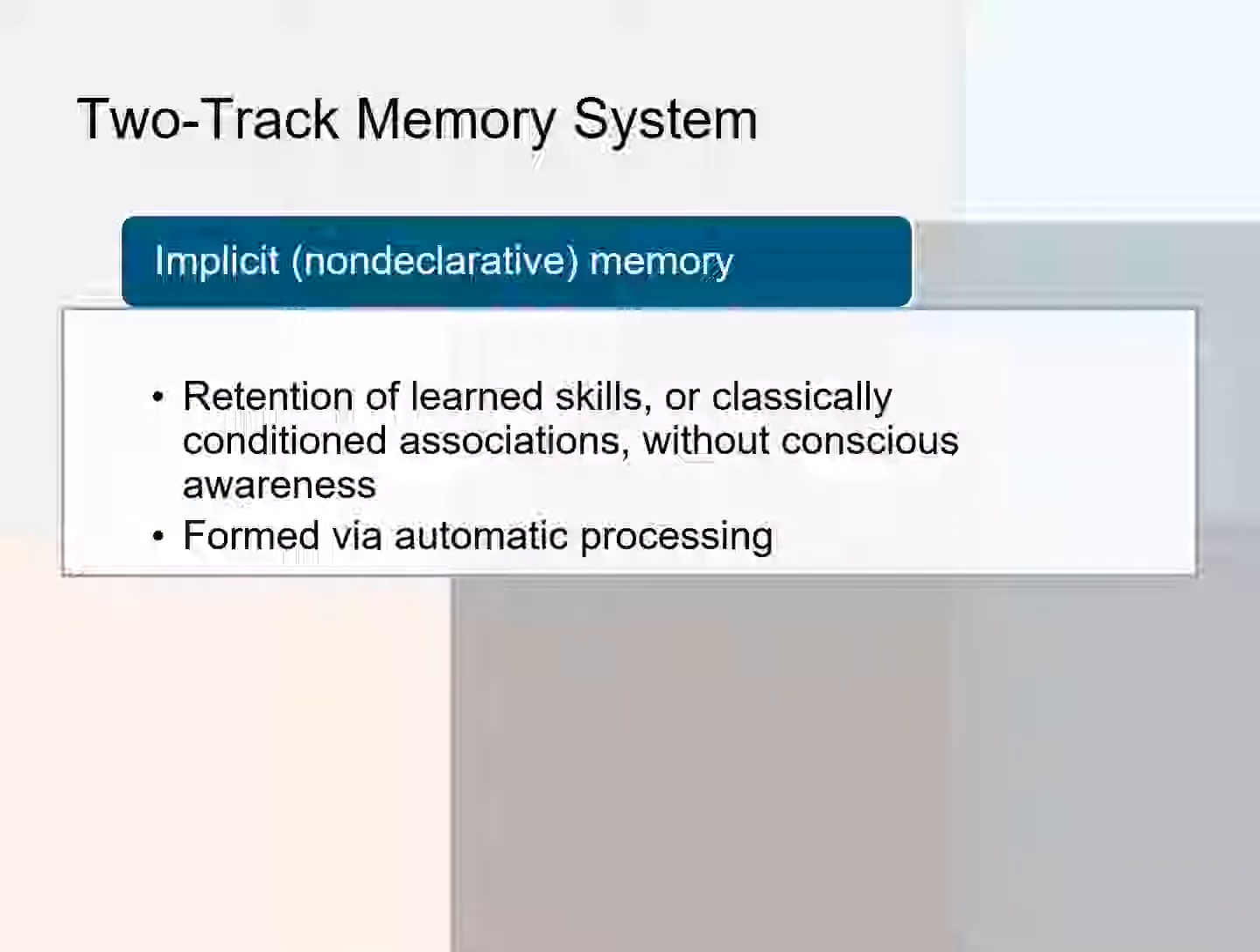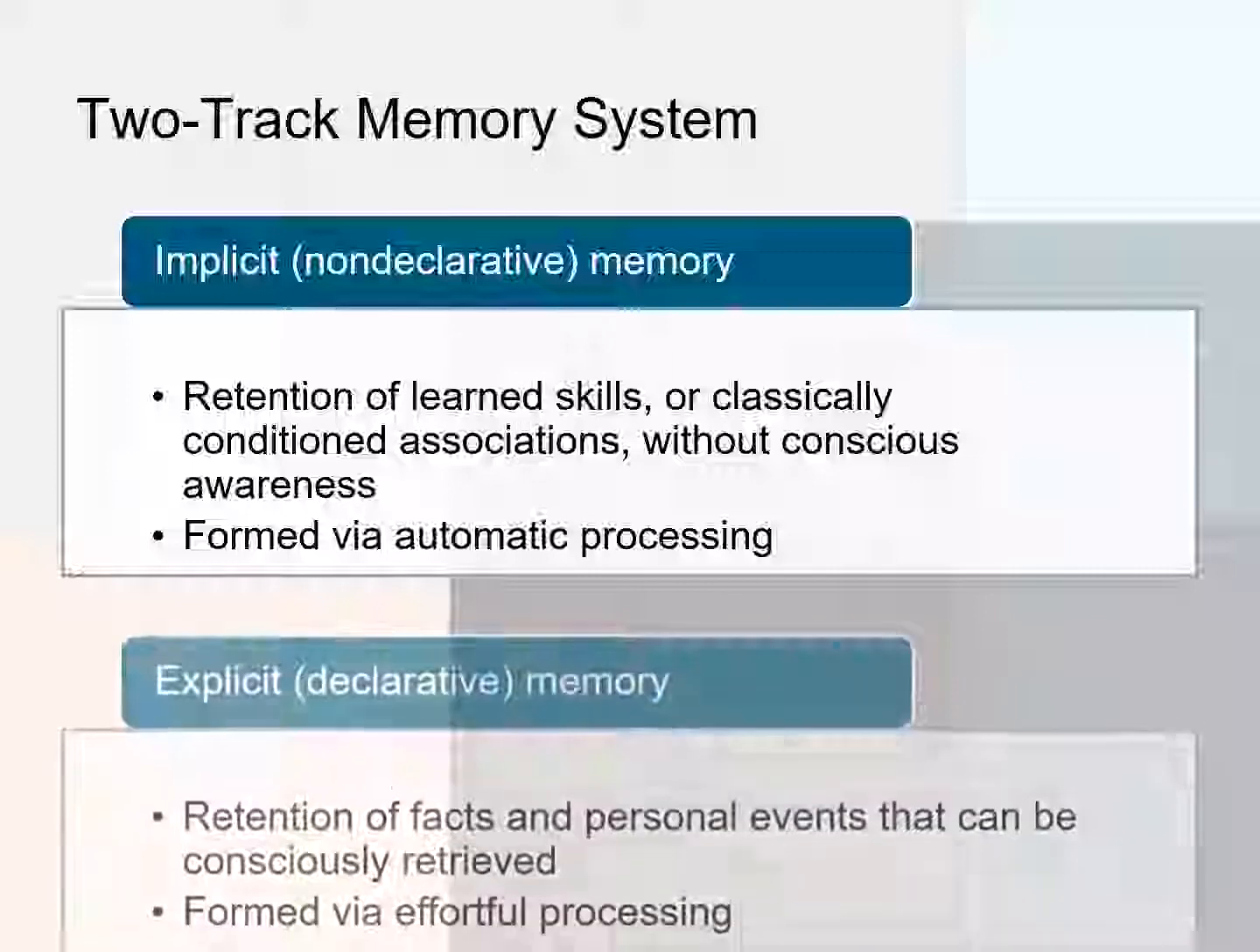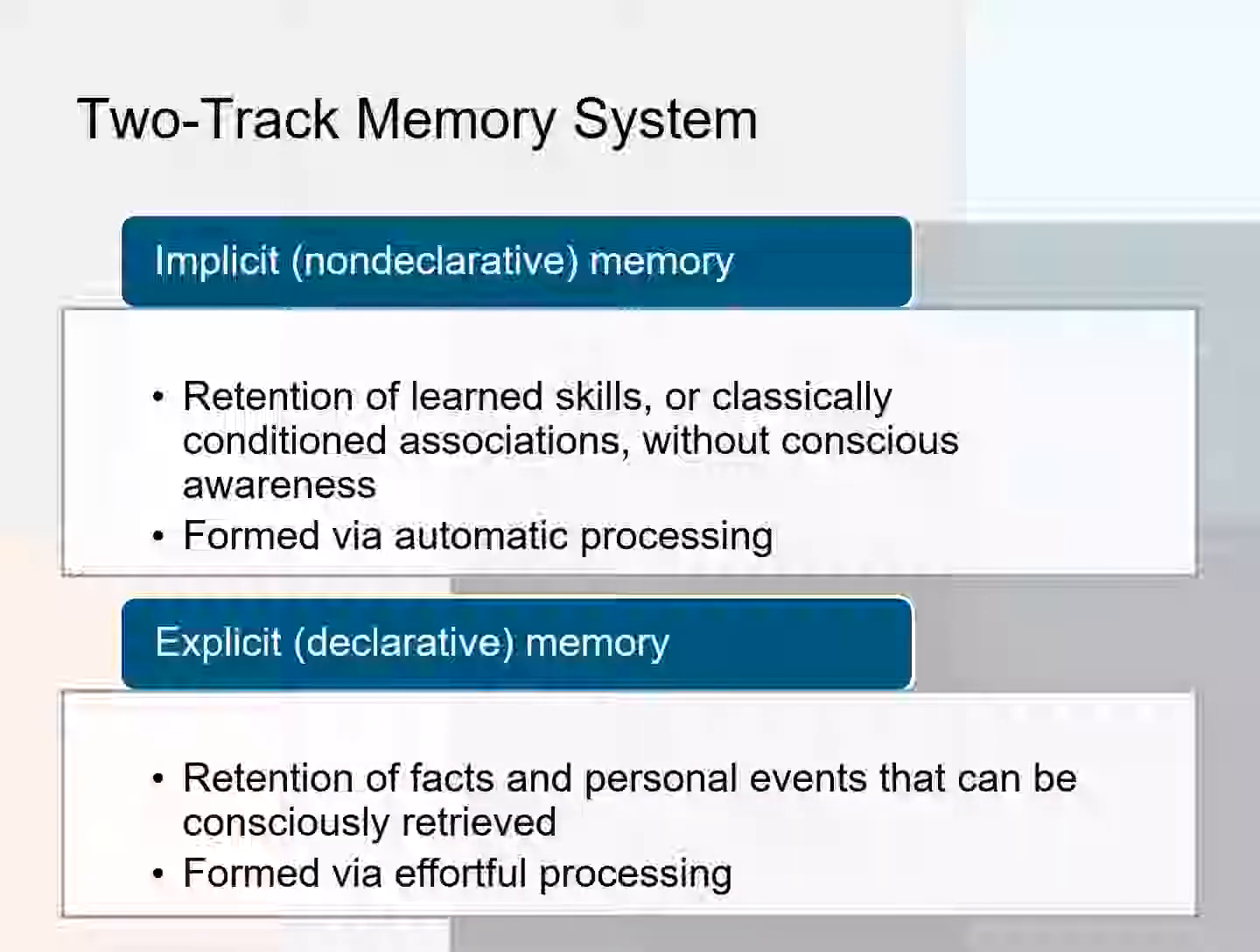There's something called implicit or non-declarative memories. This is the retention of learned skills or classically conditioned associations without conscious awareness. It is formed with automatic processing. So it's sort of implied to become a memory, if that helps you remember things. Explicit or declarative memory is the retention of facts and personal events that can be consciously retrieved. It's formed via effortful processing. So you have to be mindful of what you're doing to make it happen, basically. That's what effortful processing is.